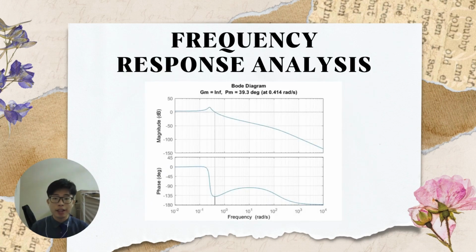For frequency response analysis, a Bode plot is plotted in Simulink through MATLAB. So this is the Bode plot we obtained through MATLAB. The gain margin is towards infinity. The phase margin is 39.3 degrees. So this is the frequency response that we obtained through MATLAB.